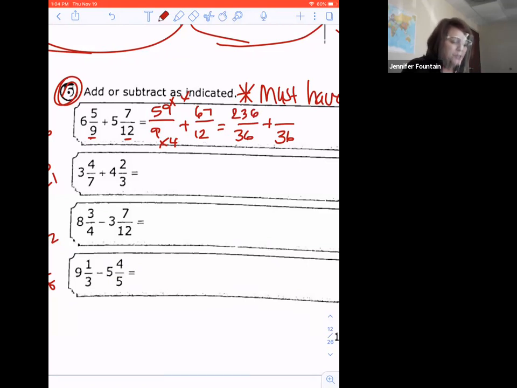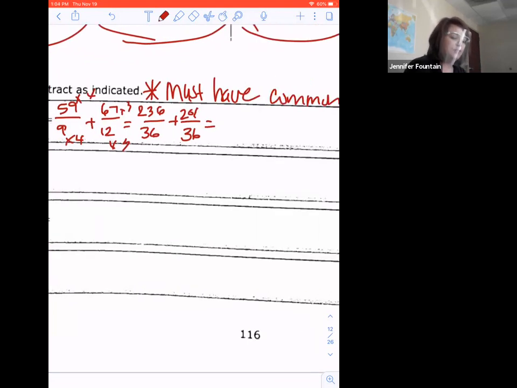And then I'm going to multiply 12 by 3 to get to 36. So I'll multiply 67 by 3. And that's 201. So then when I add 236 and 201, that's going to be 437 over 36. So 437 divided by 36. 36 will go into it 12 times. And so 36 times 12 is 432. So that leaves me 5 left over with a denominator of 36. So I have 12 and 5/36.